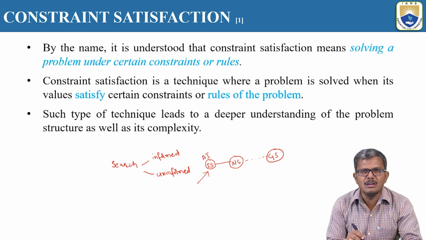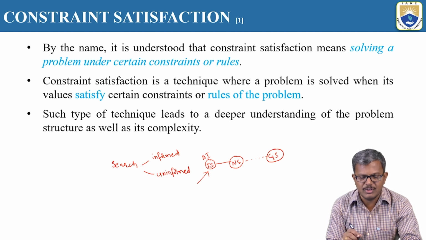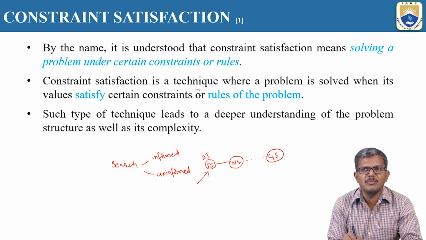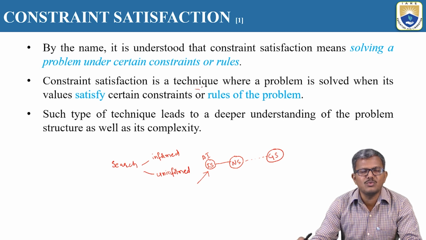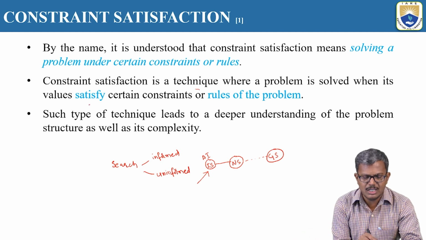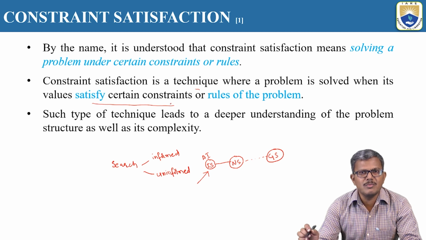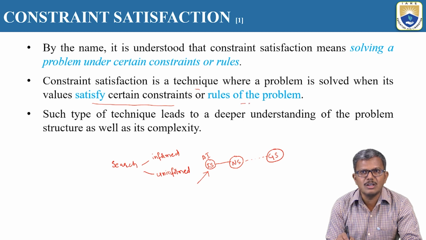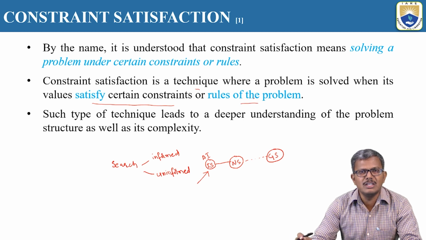In simple words, we can redefine it this way. Constraint satisfaction is a technique where a problem is solved when its values satisfy certain constraints or rules of the problem. Just now we discussed that while traveling on the national highway, until we pay the toll fees we cannot move; paying the toll fees is satisfying a certain constraint. Whenever such constraints are satisfied, or particular rules are applied and satisfied, we can say this is a way of solving a particular problem.